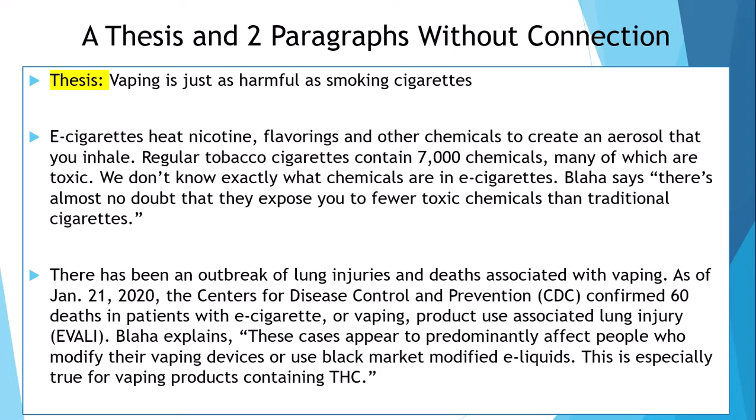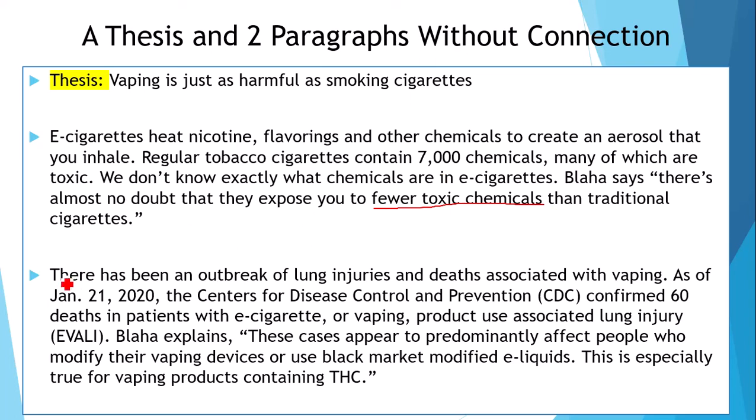So here's the problem with these 2 paragraphs. Number 1, the first paragraph really almost seems to go against the thesis. The thesis is that it's just as harmful as smoking cigarettes, but then we have this quote about fewer toxic chemicals. So my thought as a reader would be, well, if I'm being exposed to fewer toxic chemicals, then how is it just as harmful as smoking cigarettes? That doesn't make logical sense.